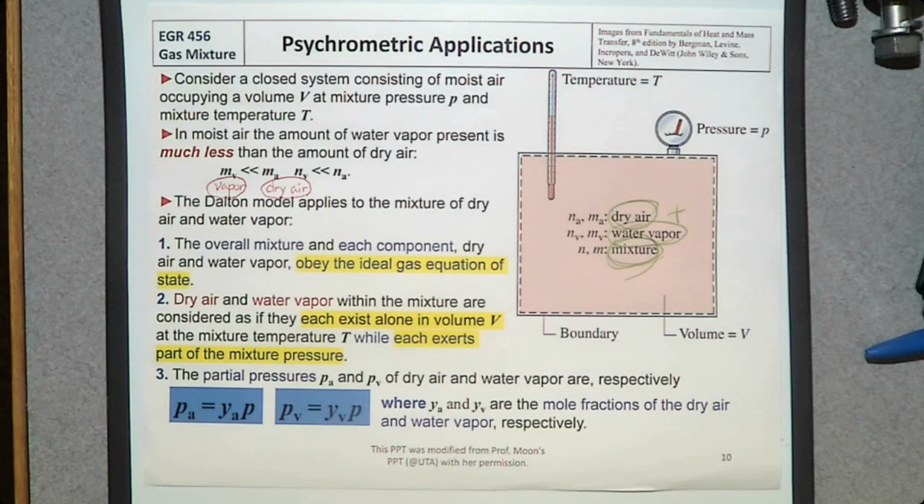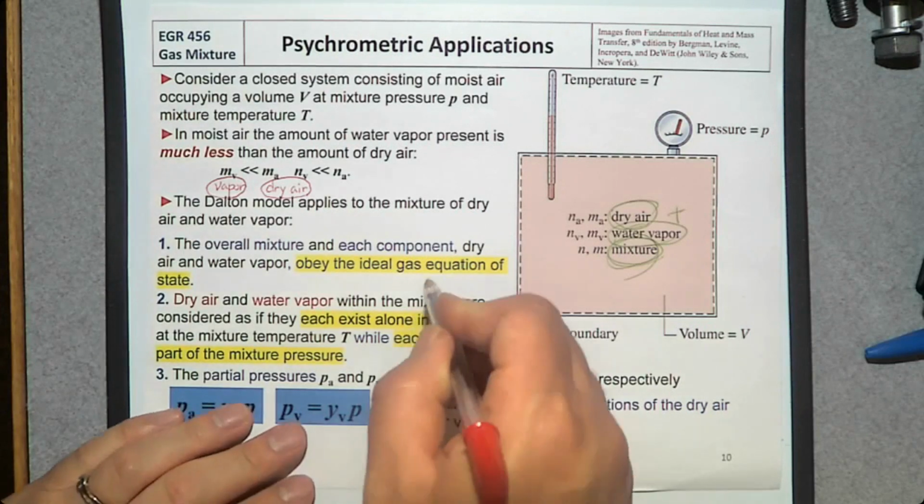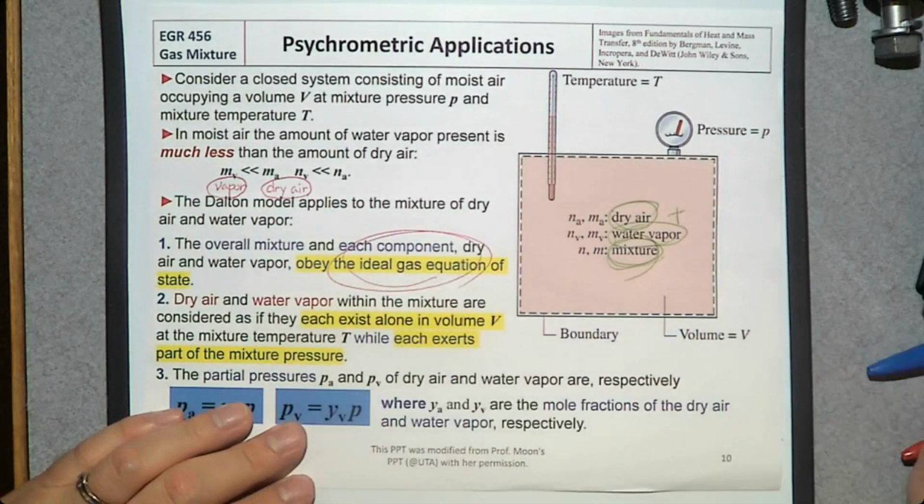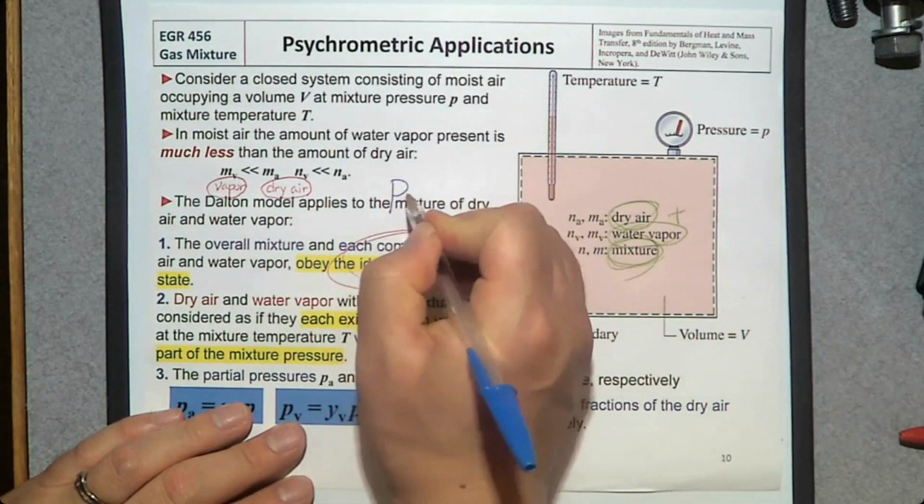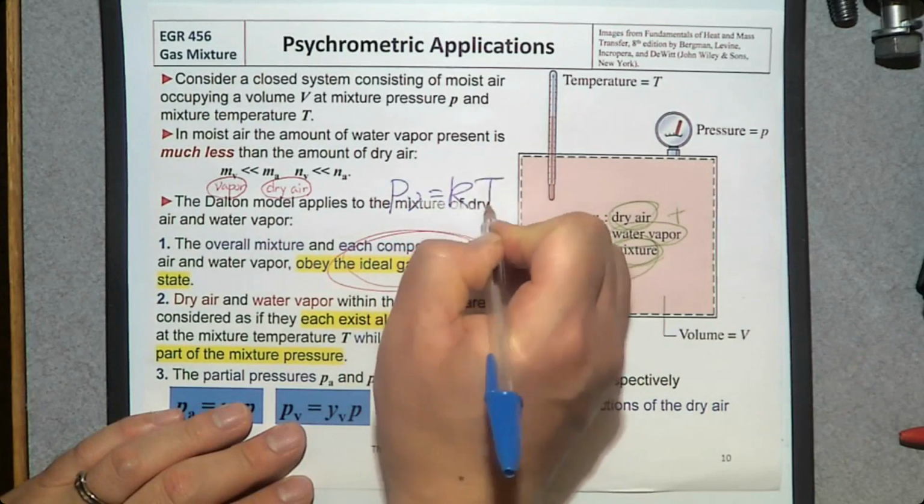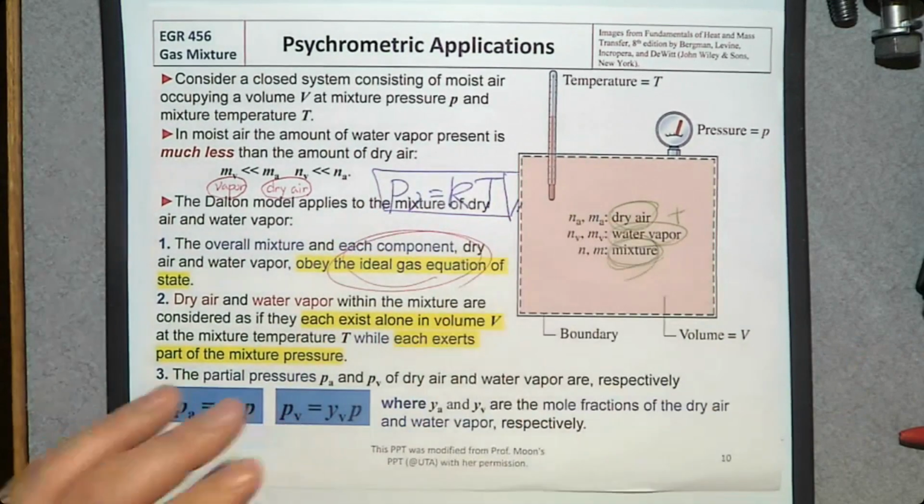And our assumption is that since we have a lot of dry air and a very small amount of water vapor, we assume that the mixture and each component, which is dry air and water vapor, obey the ideal gas equation of state. So we are going to use the ideal gas equation. What is the ideal gas equation? PV = RT. So we are going to use this equation.